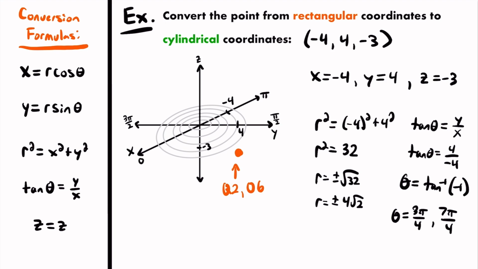So here's where things get tricky. We have two radius values, plus or minus 4 square roots of 2, and two angles, 3 pi divided by 4 and 7 pi divided by 4. So how do we know which coordinates to use? We still know that z is going to be the same, right? Z doesn't change. We know z is equal to -3. But how do we know what value of r and what value of theta to use for our cylindrical coordinates?